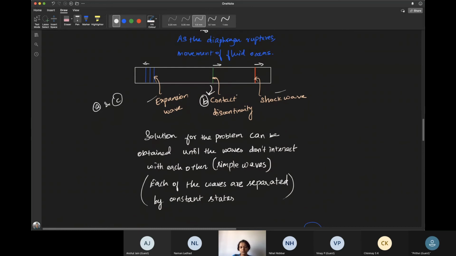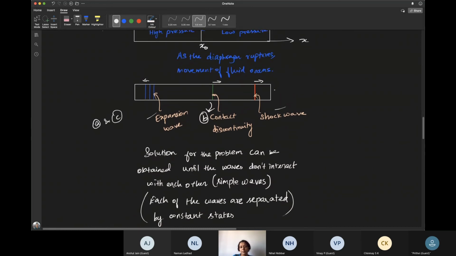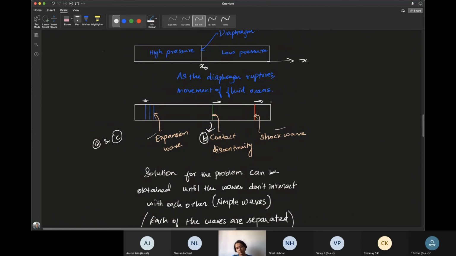Now, the solution for this problem can be obtained only until the waves don't interact with each other. I mean, we have given the title for this as simple waves. That is, when we say simple waves, we mean that two different waves which are governed by two different equations don't interact with each other. That is, we say that shock and contact discontinuity won't interact. They are all separated by some constant states. It's like there's a constant state over here.